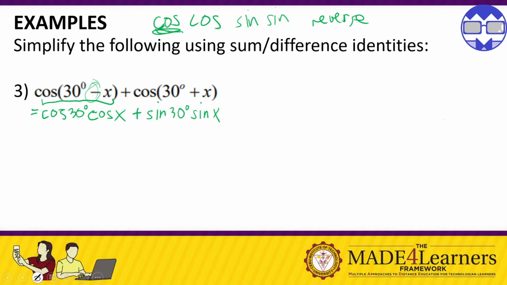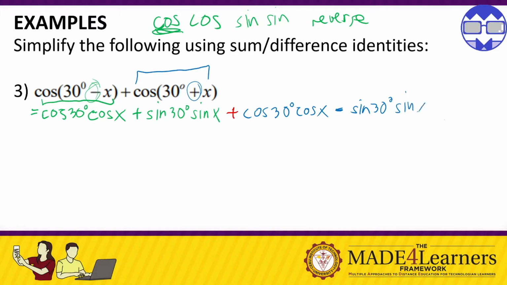Then let's try the next part. We have cos of 30 degrees plus x. So we have cos sin sin again. So cos 30 degrees cos of x, then it's plus, so it's minus here. Minus sine of 30 degrees sine of x. Okay, and we can now simplify. So we have cos 30 degrees.